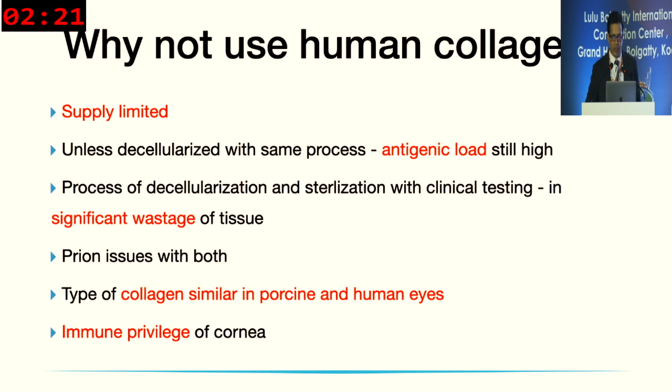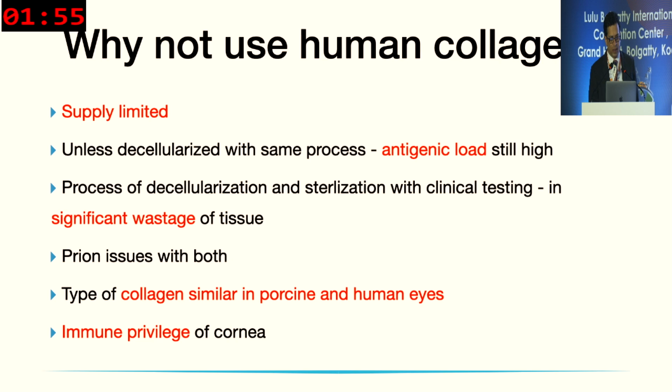The problem potentially is the fact that in several countries the supply is limited, unlike in some countries like the US and India. And unless it is decellularized with the same process, the antigenic load can still be pretty high. And so the process of decellularization is probably going to be quite intense and could lead to significant wastage of tissue as well. So once this is optimized with porcine collagen, it can be applied to human tissue as well.